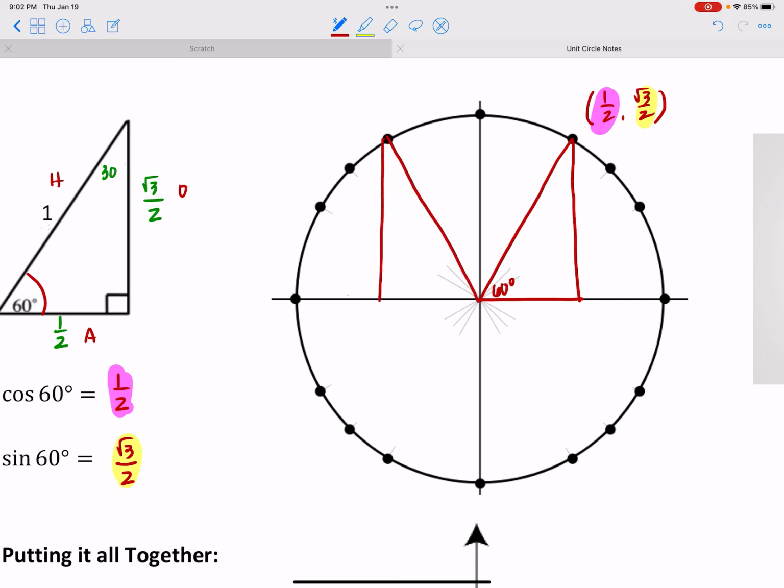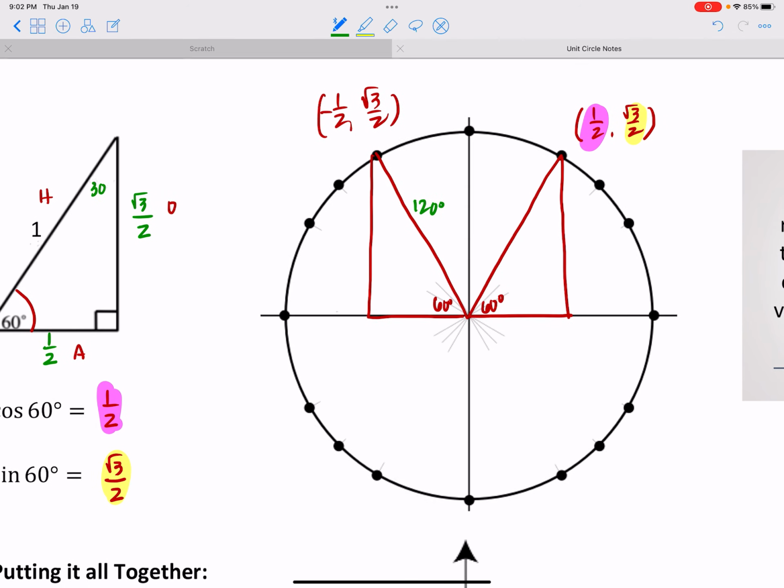same triangle, same coordinates, 1/2, radical 3 over 2. But now our x is negative. Now what is the measure of the angle this time? Again, the angle is going to have a 60-degree reference angle. Let's put 60 degrees in here. But the angle we're looking at, again, starts here and stops here. So 60-degree reference angle, 180 minus that 60-degree reference angle is 120 degrees. So this is a 120-degree angle here.